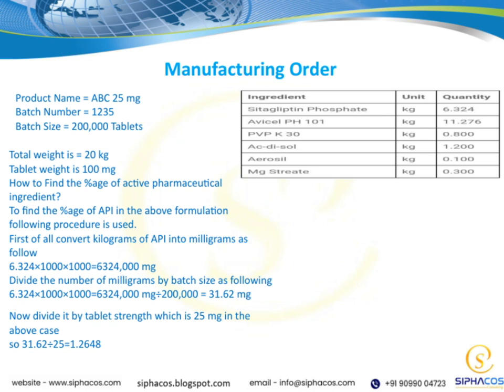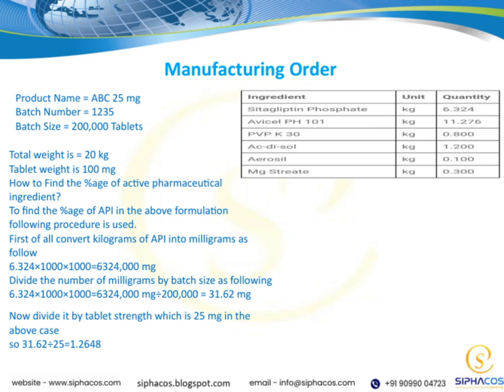So, we take our 6,324,000 milligrams and divide it by 200,000. This calculation tells us the amount of API per tablet in milligrams, which comes out to approximately 31.62 milligrams.